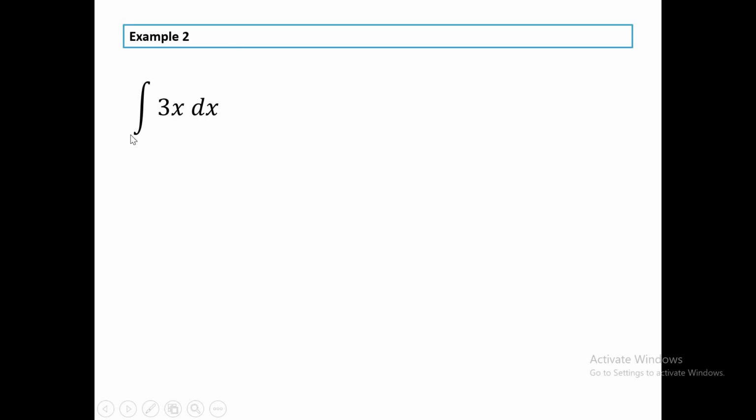Example number 2. Integrate 3x with respect to x. Let's see how we are going to find the derivative. Do you remember what I said?